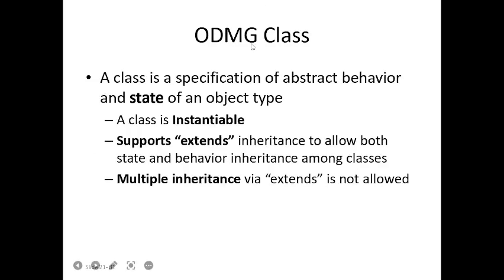When we talk about the ODMG class, a class is a specification of abstract behavior and state of an object type. A class is instantiable and it supports extends inheritance to allow both state and behavior inheritance among classes. Multiple inheritance via extends is not allowed.